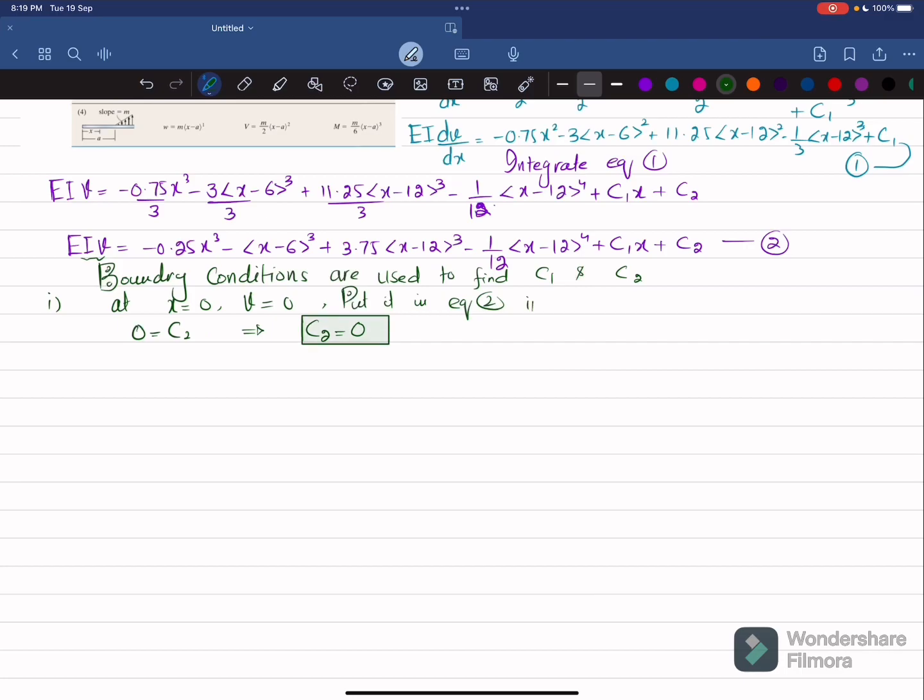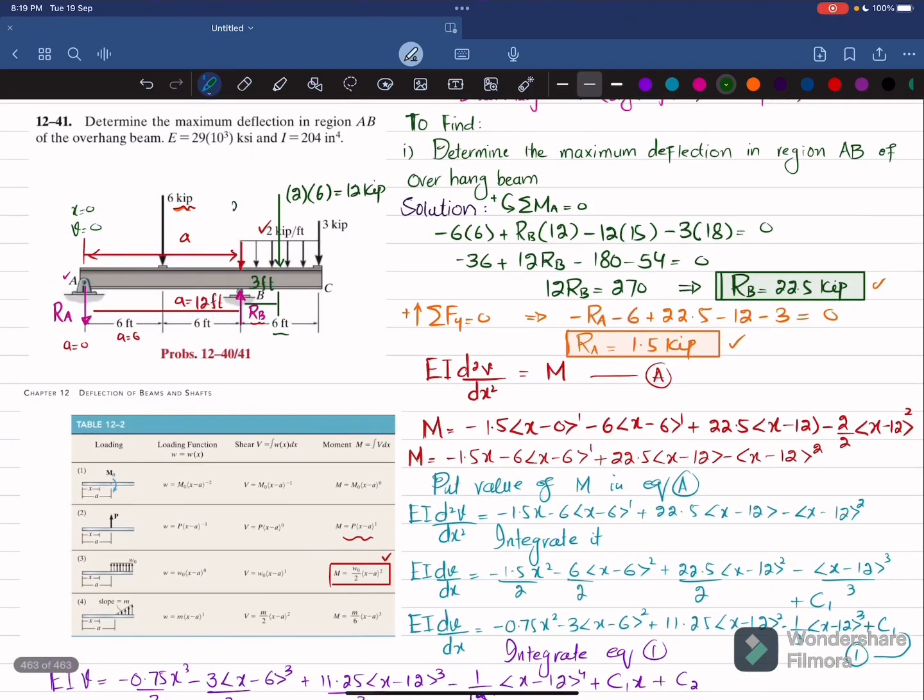Now the second boundary condition is that at x equals 12 feet, the deflection is equal to 0. You can see over here, x is equal to 12 feet. The deflection is 0 because here you can see that this is a roller support. And also the deflection of this beam will be like this. Let me also draw it. It will act like this. Not like this. Again, let me correct it. It will deflect like this.